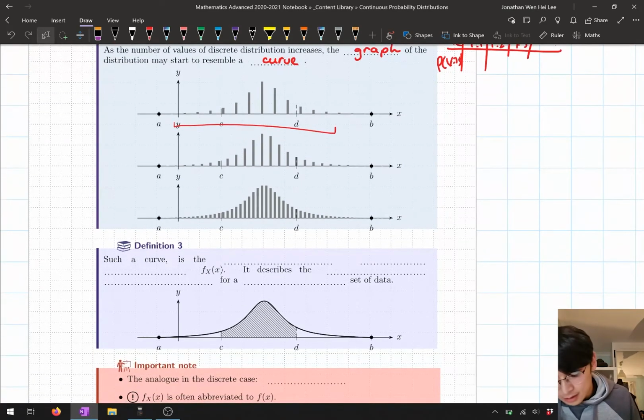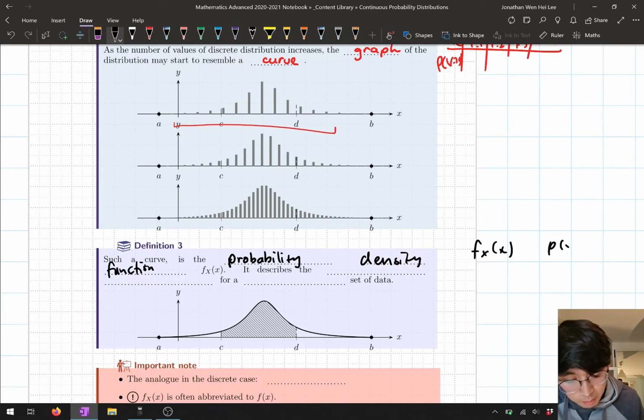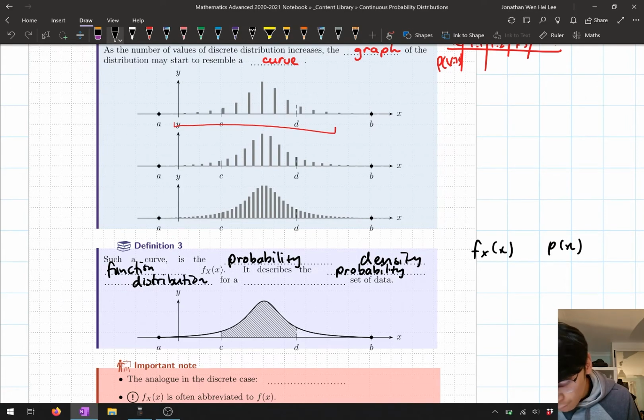Such a curve is the probability density function. We call this particular curve the probability density function, and the notation we use here is f big X of x, or in your textbook it also calls it p of x. In the Maths in Focus textbook, it calls it p of x. And this describes the probability distribution for a continuous set of data.